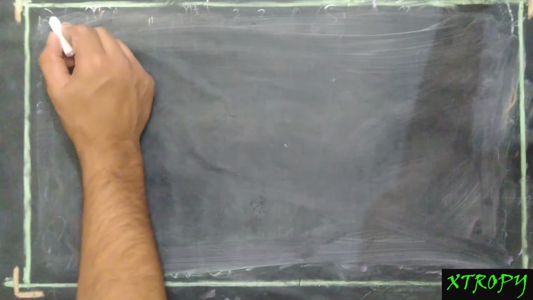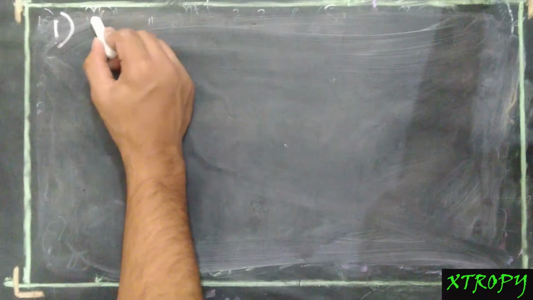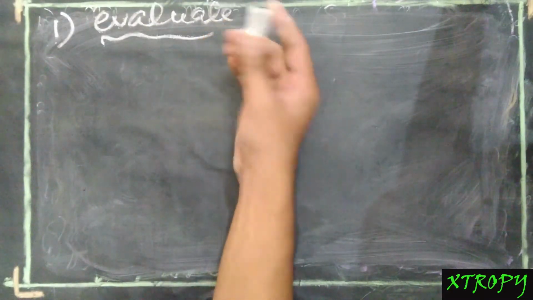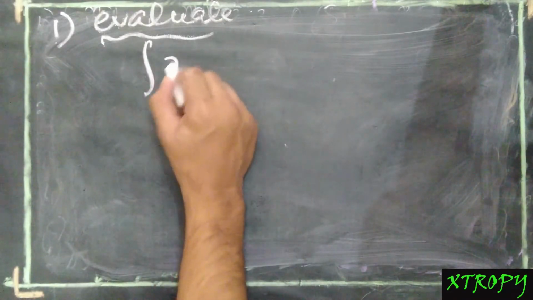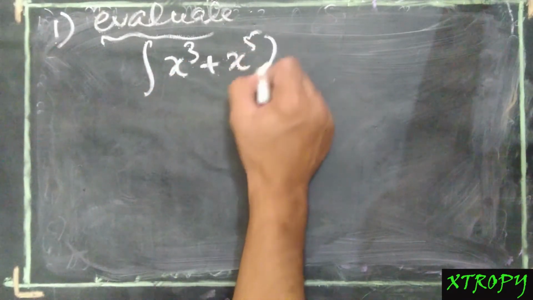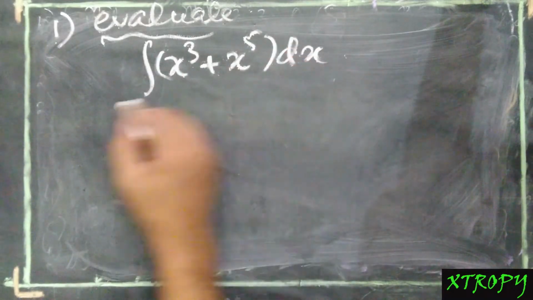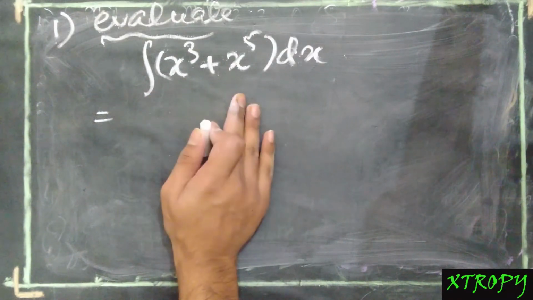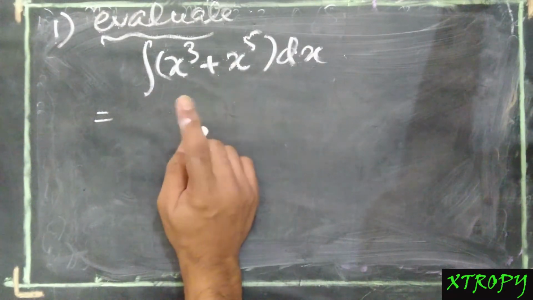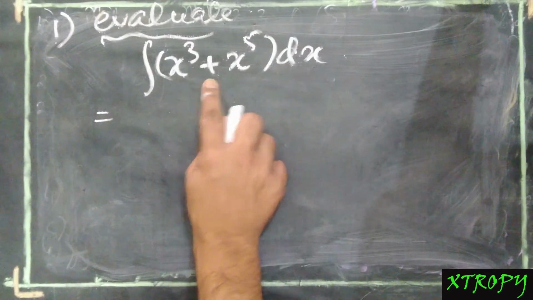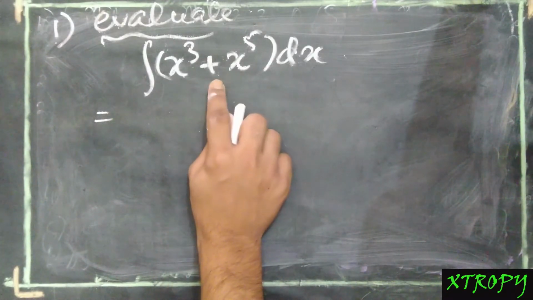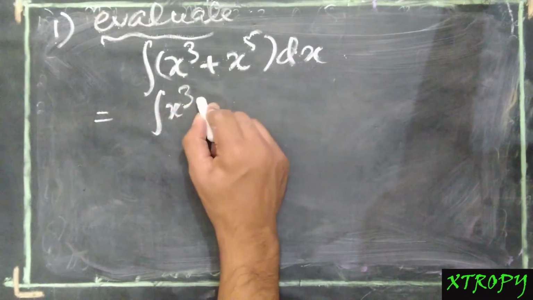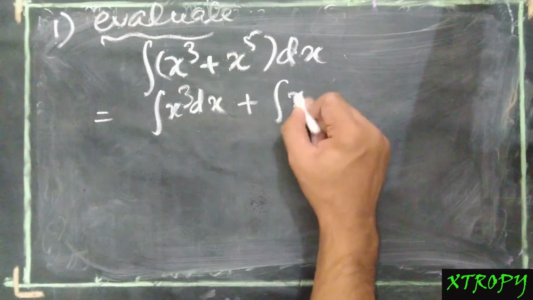Let's take some questions. This is example number 1. You are asked to evaluate, and this will be the question for all the upcoming examples, the integral of x cube plus x power 5 dx. We saw that we can separate the integration into two parts if the operator is a subtraction or an addition. So we separate them out: the integral of x cube dx plus the integral of x to the power 5 dx.